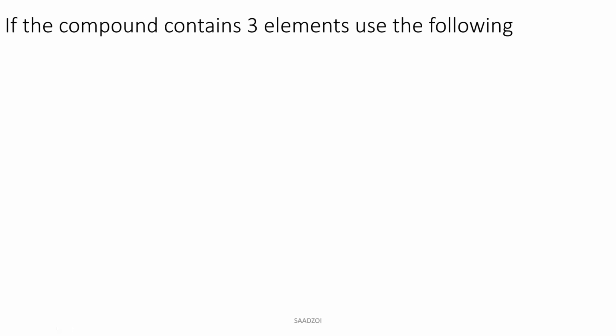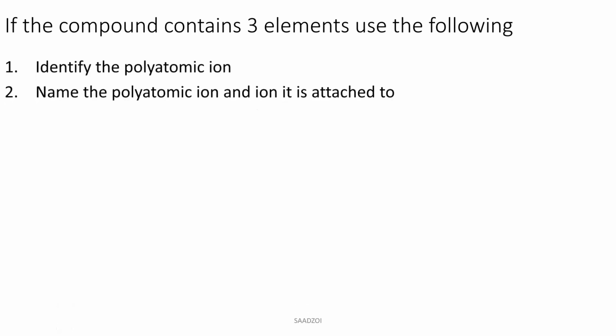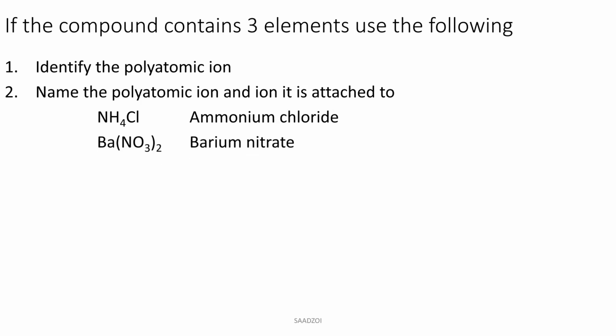If the compounds contain 3 elements, use the following. Identify the polyatomic ion. Name the polyatomic ion it's attached to. So in this situation, the polyatomic ion is ammonium. How do you know there's 3 or more elements? 3 capital letters. Really simple. 1, 2, 3 capital letters. Polyatomic ion. This is barium nitrate.